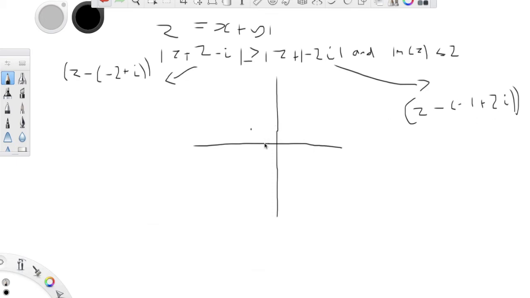So what is this? This is just a perpendicular bisector. The perpendicular bisector goes exactly between these 2 points. If we get our ruler out, let's position this right. It should go about halfway through here, so we'll go about this way, somewhat like that. And our second condition is the imaginary part of z is less than or equal to 2.